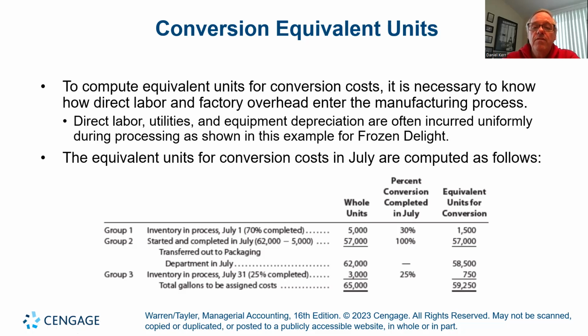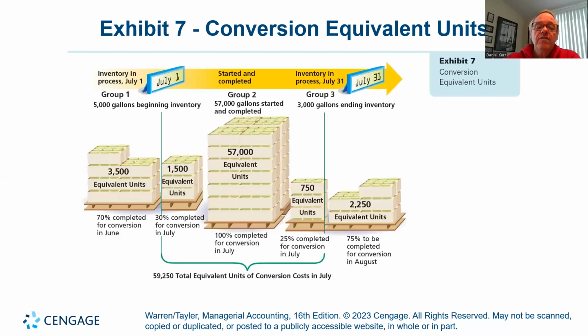That is made up of 1,500 equivalent units for the beginning work in process, because we had to add another 30% to complete it. That's 100% with regard to the units started and completed this period. And only 25% of the 3,000 units on hand at the end of the period in work in process, for a total of 59,250. So you can look at this graphically.